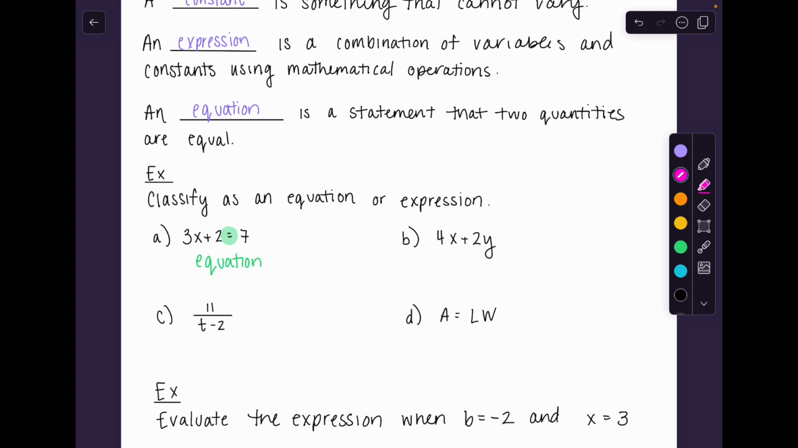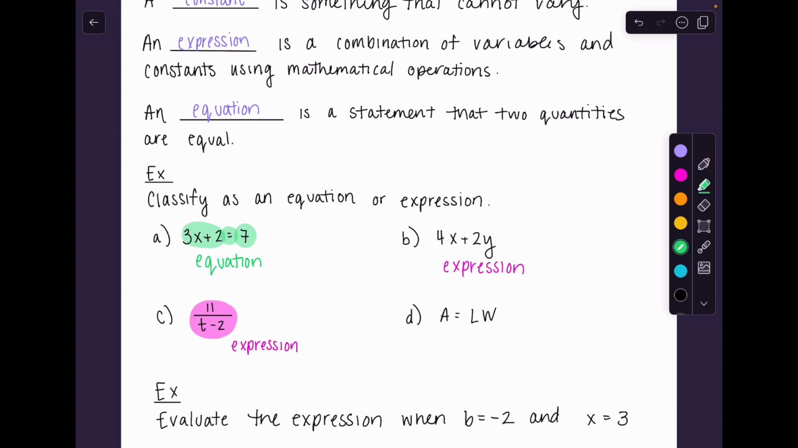If I move to the second one, it just tells me 4x plus 2y. It does not equal anything else. This is just somehow relating these two variables, x and y, to these constants. So this is just an expression. Again, this one is not set equal to anything else, so it's an expression. Here I have one expression equals another. That's an equation. Then the third one, I just have 11 divided by t minus 2, not set equal to anything else, so this is just an expression.